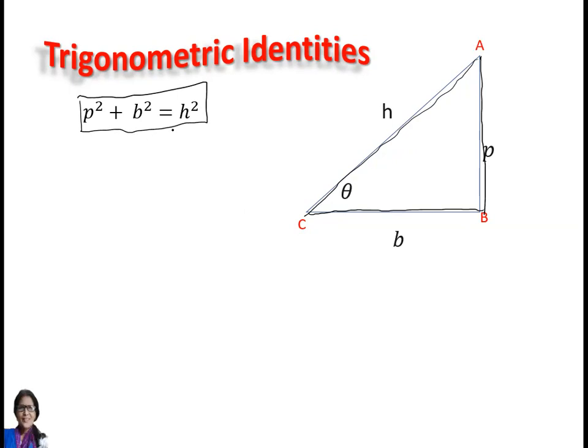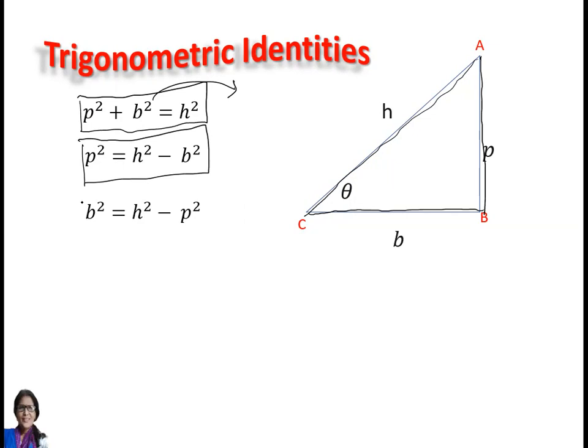When p square plus b square is h square, if I separate p square, how much will it be? It will be h square minus b square. B square will be subtracted here. So you have to remember this also. Similarly, what will be b square? B square will be h square minus p square. So whenever you see them, we have to convert to the other form. We have to keep these three relations in memory.